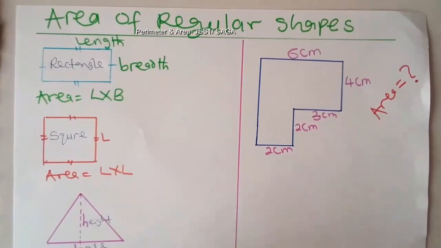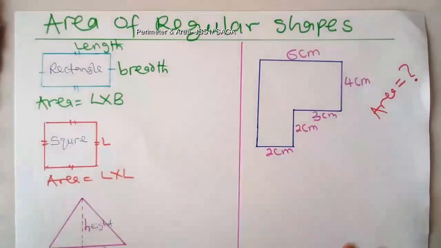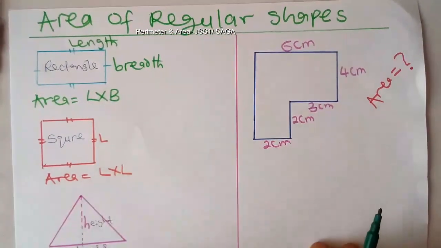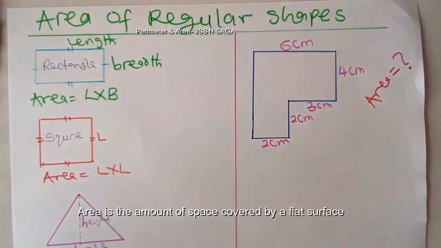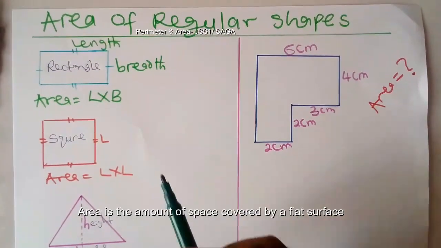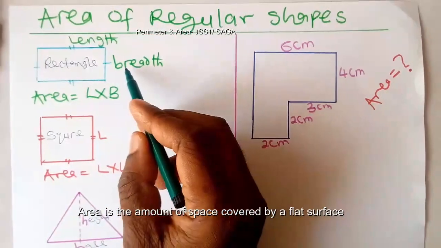Then we have area as well. Area is the distance covered, or the amount of space taken. That is area. Like I told you earlier, we cannot find the area of an irregular shape. We can only find the area of a regular shape. Okay, here is a rectangle. We have length, we have breadth.